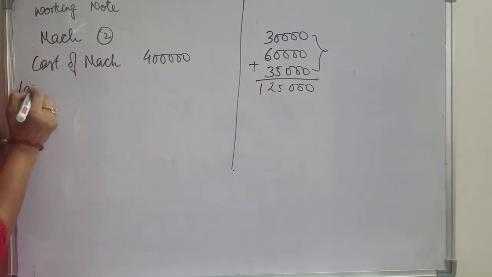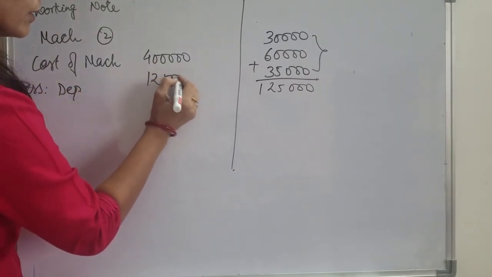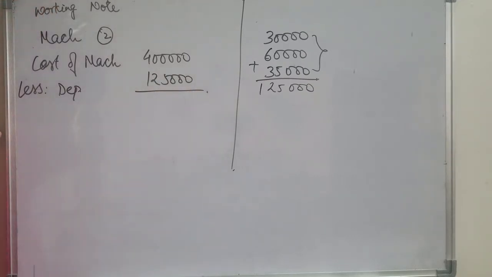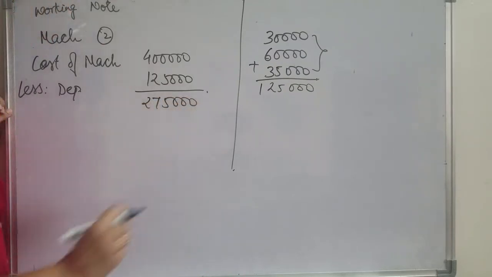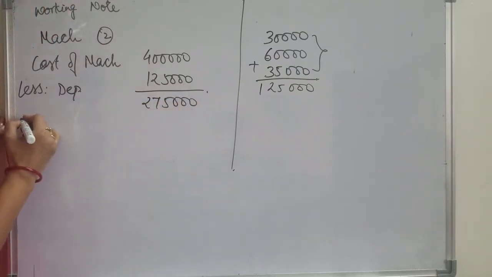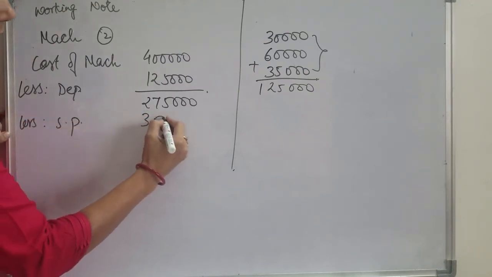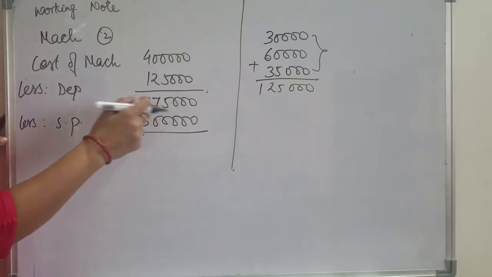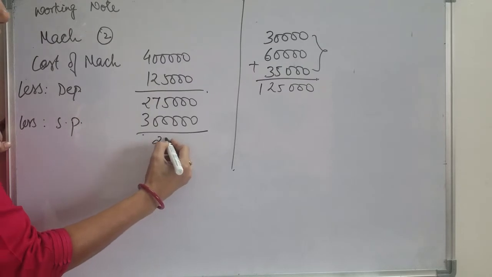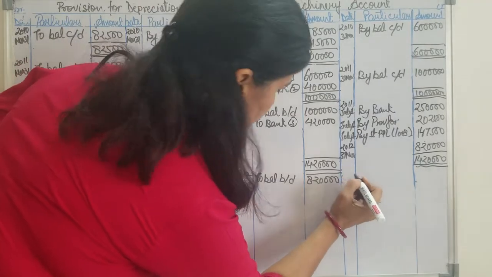Now we will deduct this depreciation from the cost of machinery. So let's write like less depreciation 1,25,000 to know the actual value of machinery on the date of the sale. So it was 2,75,000. But the machinery was sold for rupees 3 lakhs. Okay. Now you can see here that it is a gain of rupees 25,000, right? So now let's transfer the amounts.